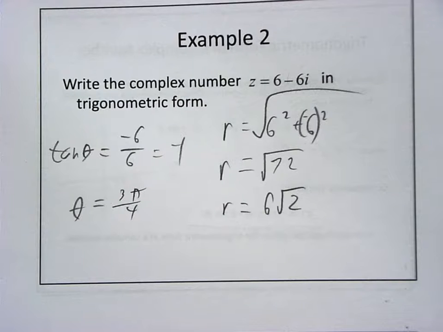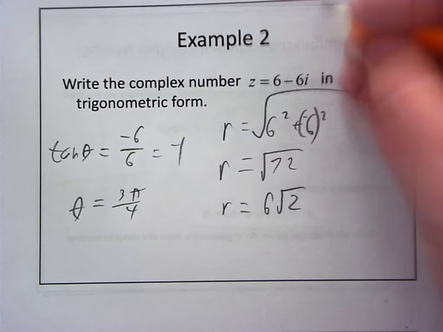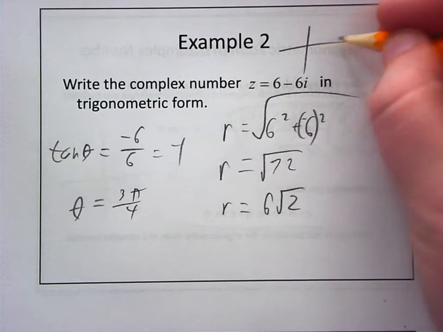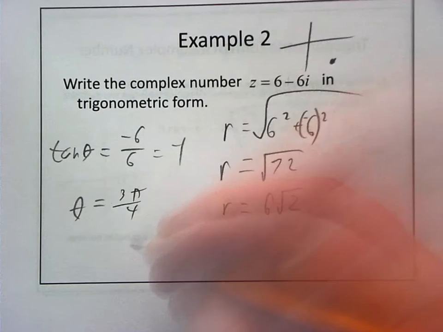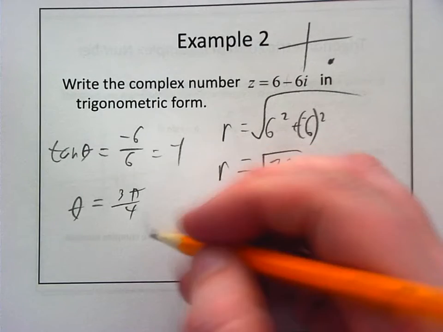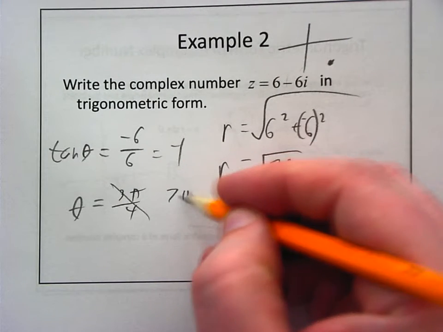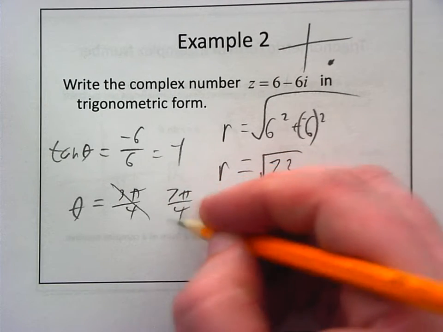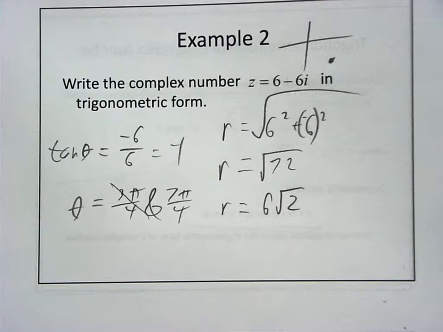No. Why not? Because it's in the fourth quadrant. If I graph 6, negative 6, that's here. 3 pi over 4 is in the second quadrant. So what do I actually need? 7 pi over 4. Because the problem is, it's actually both answers, but only one of them works.